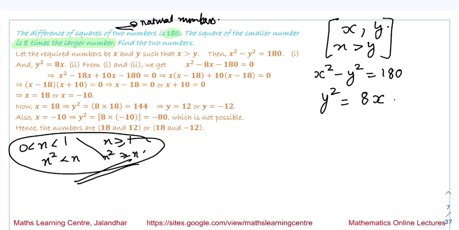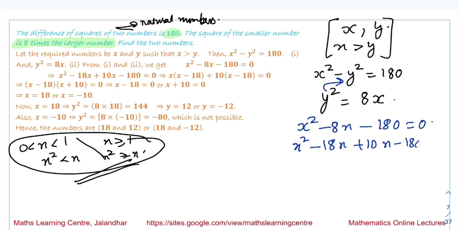So from these two equations, if we substitute this y square over here, we get x square minus 8x minus 180 is equal to 0. Now splitting the middle term, we get x square minus 18x plus 10x minus 180 is equal to 0. It is x into x minus 18, 10 into x minus 18.